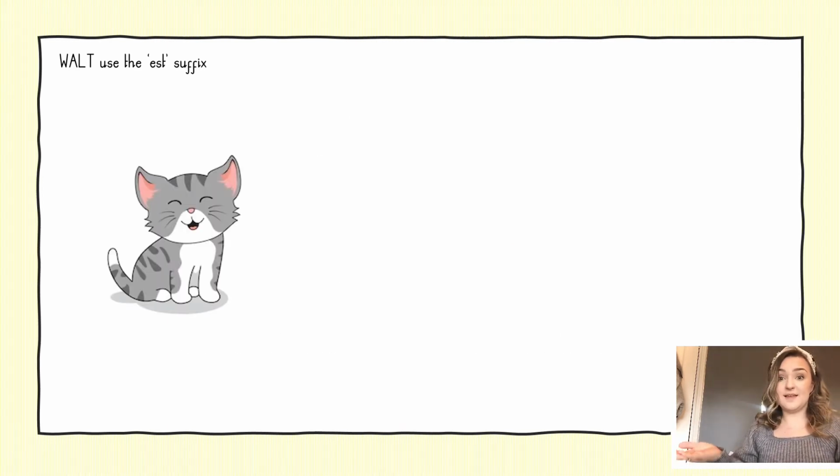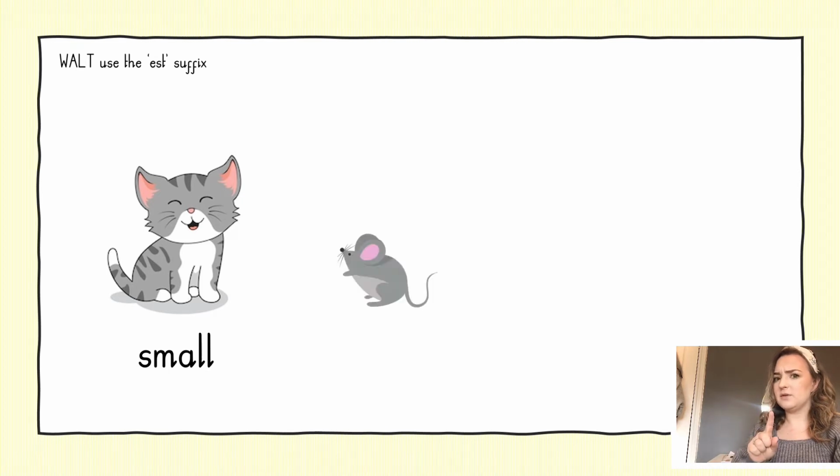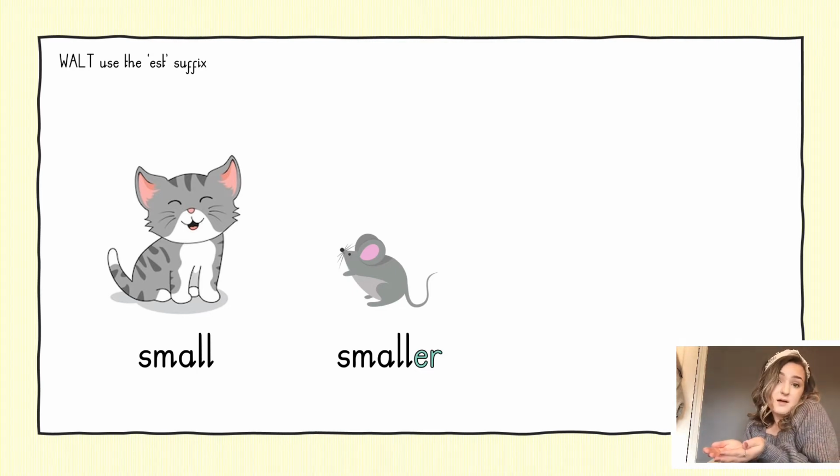So if we've got this cat is small. The cat is small, but there's a little mouse. The mouse is smaller than the cat. Can you see how it's the same word small? It's our same root word, but I've added the suffix -er to the end because I want to say that even though the cat is small, the mouse is smaller.